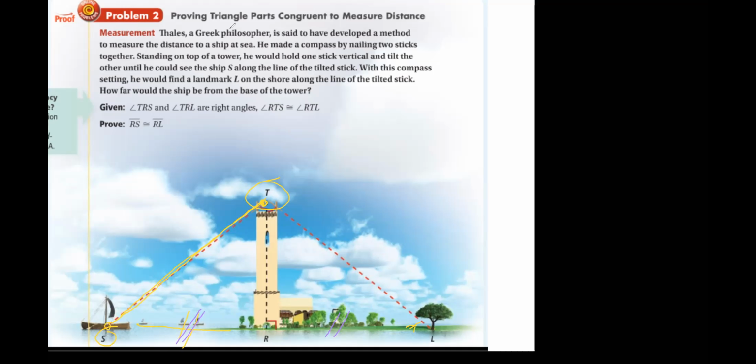Now, go back to the question here. He made a compass by nailing two sticks together, standing on the top of a tower, one stick vertically, until he sees the S in the compass. He would find the landmark L from the base of the tower. What does it mean here?